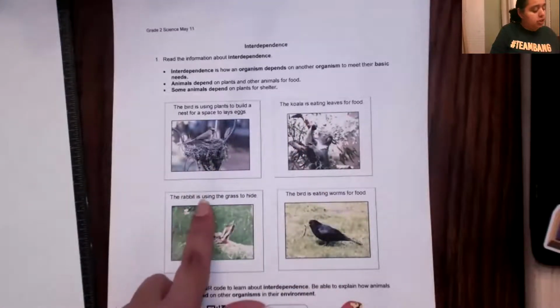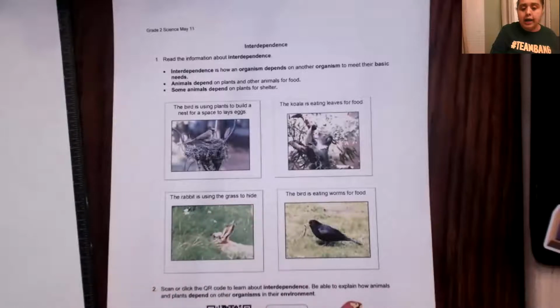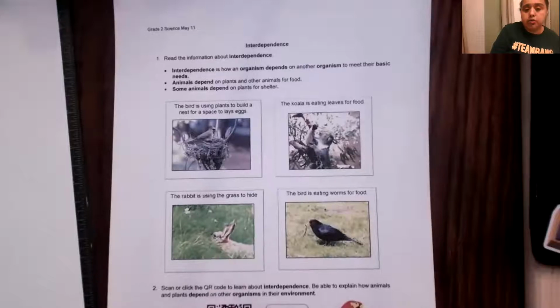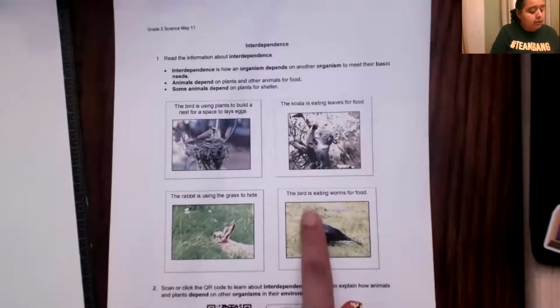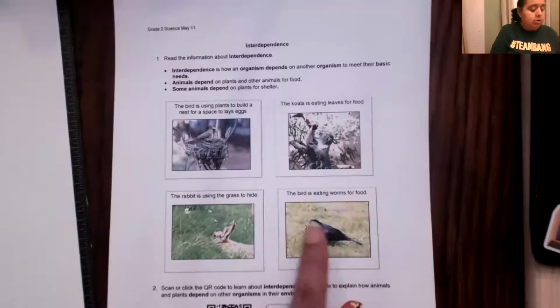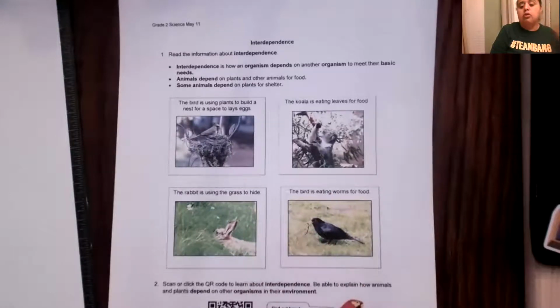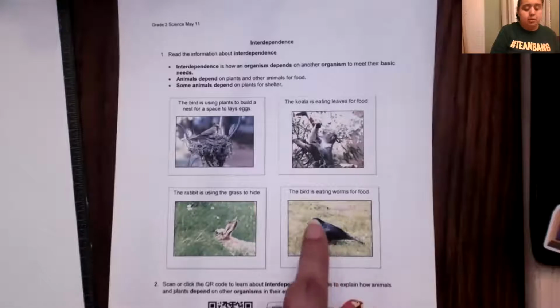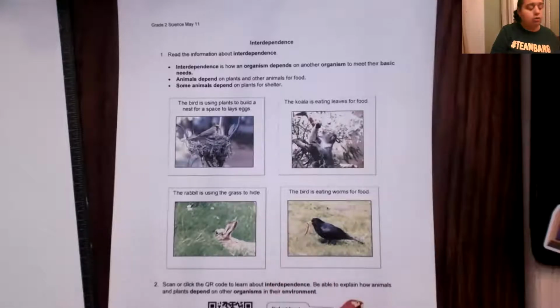The rabbit is using the grass to hide. Now this rabbit is not using the grass to eat right now. It's not using the grass as the shelter right now. It's using the grass for safety, right? It's staying away from predators, right? And here we have the bird is eating a worm for food. So this animal is eating another animal for food. So it's one animal depends on another animal for food.